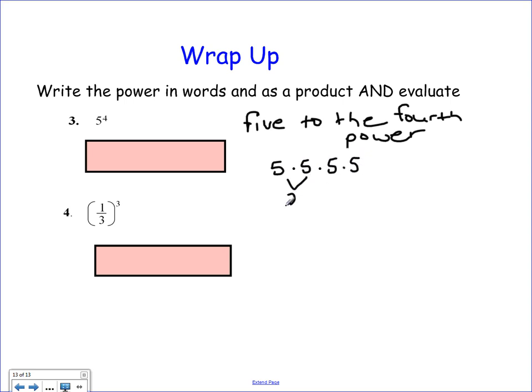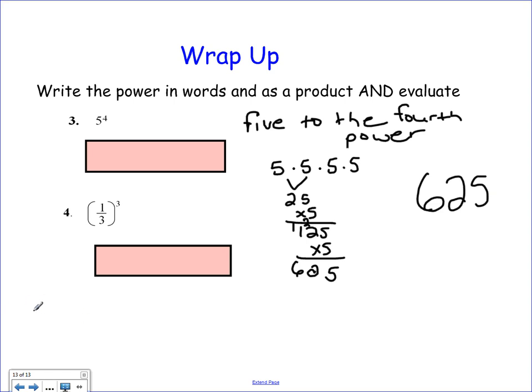If we do a little math here, we get 25. Times 5 again, we're going to get 125. Hopefully we can do those in our head. And times 5 again. 5 times 5 is 25. Carry my 2. 10 and 2 more would be 12. 1 times 5 is 5 and 6. So our answer after we evaluate it would be 625.